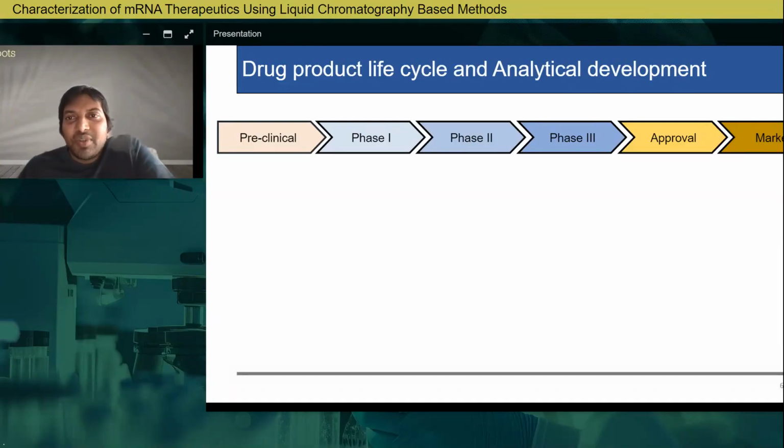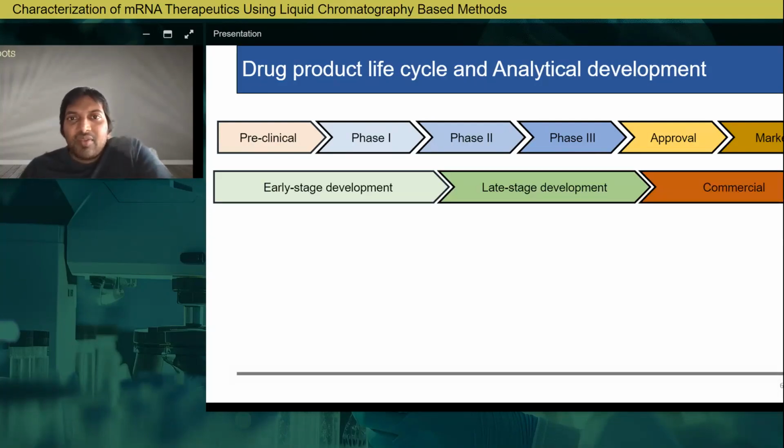And then once you go for a BLA, you get an approval, and then you go for market. So that's just like a general life cycle for a drug. When you look at the same life cycle from a developmental stage, you can say that preclinical and phase one are still considered early stage development. Once you go into phase two and phase three, it's called late stage development, and once you have an approval and market, we call it commercial.